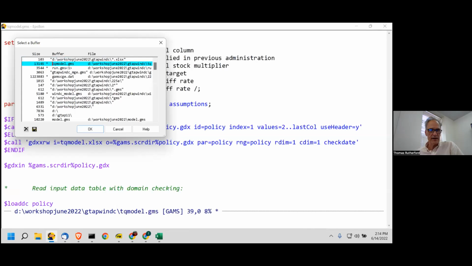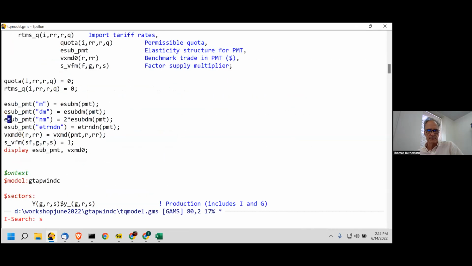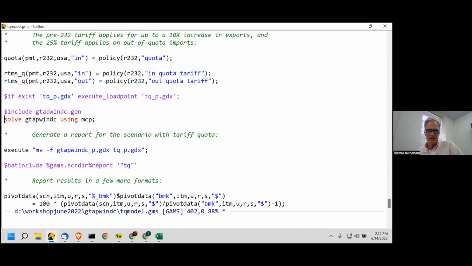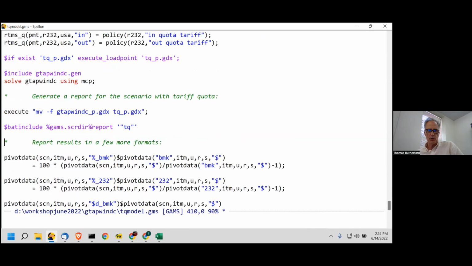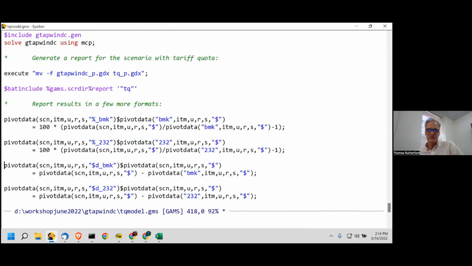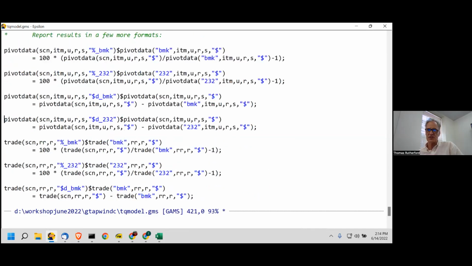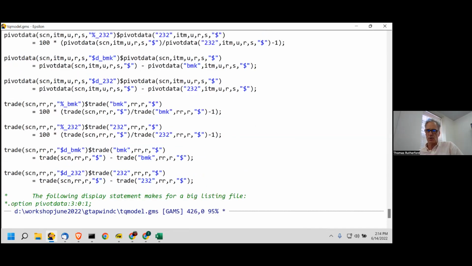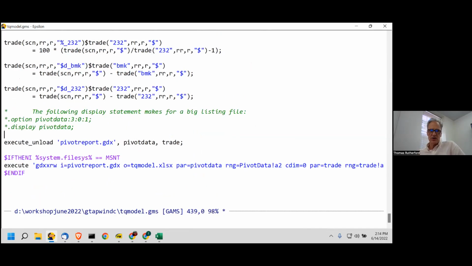Let's see, if I go back, TQ model. So that's TQ model, generate the reports. Once I've finished my simulations, all the simulations are happening in one file, then I generate some additional reports, and I do stuff as percentage changes relative to different base years. So this is where all my reporting gets cleaned up. Once I've got it all reported, then I say, okay, now I've got it done. I generate the data out to a pivot.